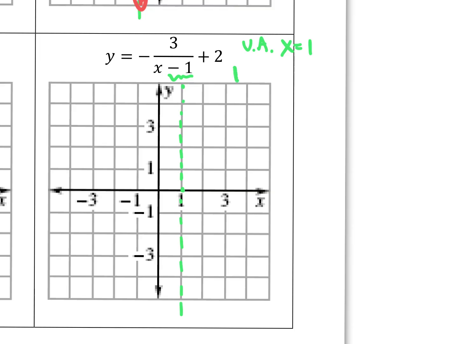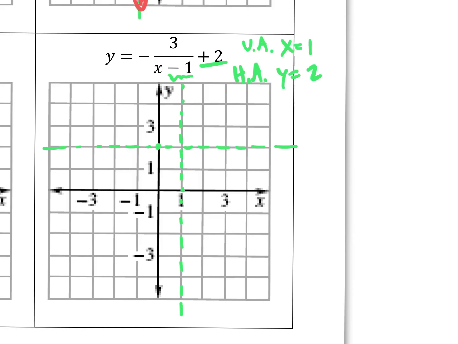How about the horizontal asymptote? That's y equals the k value, which is 2. Okay? So go to the y-axis. Here's the y. It says y. Go to 2 and draw a horizontal line right through it. So here's 2 on the y. Horizontal line, dots. I always do dotted lines for the asymptotes.